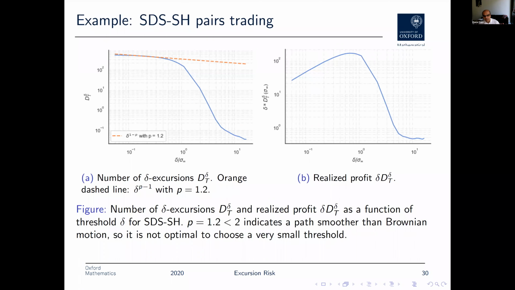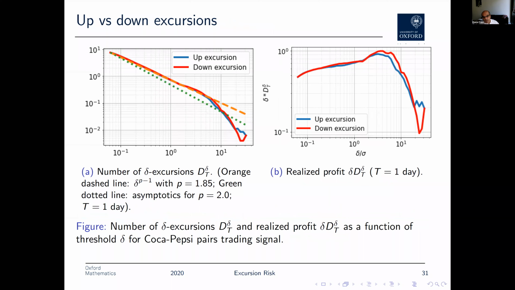Okay, so all these examples I showed were based on the upside strategy. So you short when the signal goes above delta, and then you sell when it reaches 0 again. It's a one-sided strategy. What about the downside? What about a two-sided strategy? Does it change? Well, it doesn't.